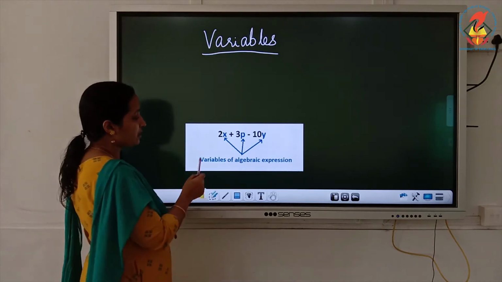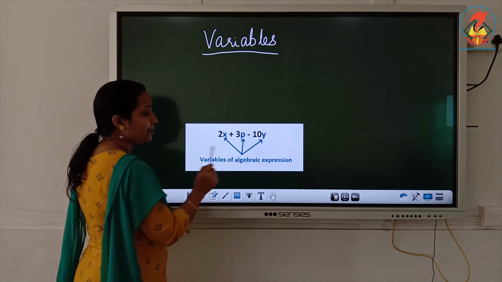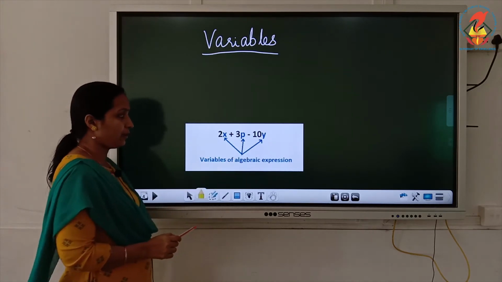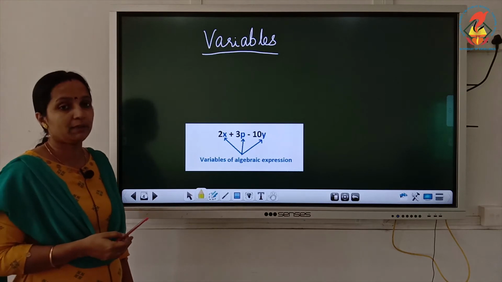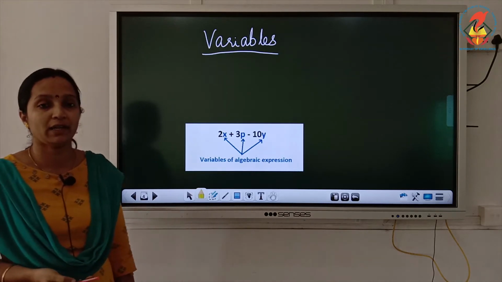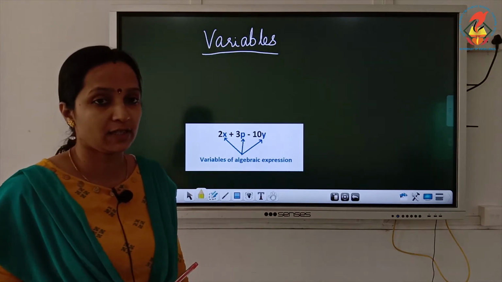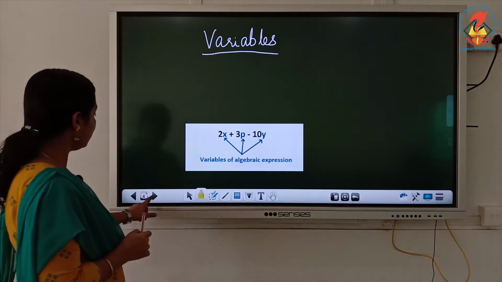So which are the variables here? x is a variable, p is a variable, y is a variable. Why can we call it a variable? Because it can take any numerical value. It does not have a fixed value. I hope it's clear now.